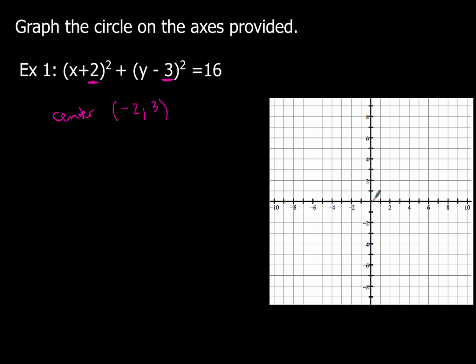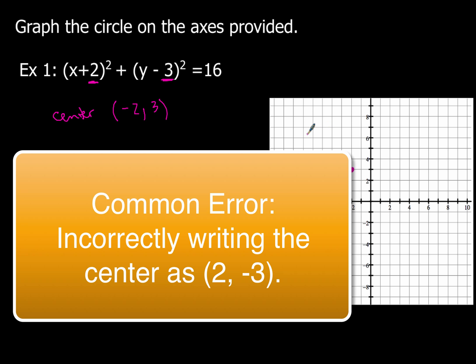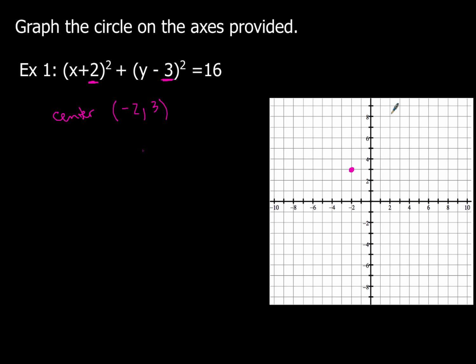So we go over to -2 and then up to +3, and we're just going to put a dot right there. That's where our center is. Now you have to be careful here because a lot of times people make a mistake. They forget to switch the coordinates. So make sure that you switch the x or y coordinate when you put together those two to come up with your center.